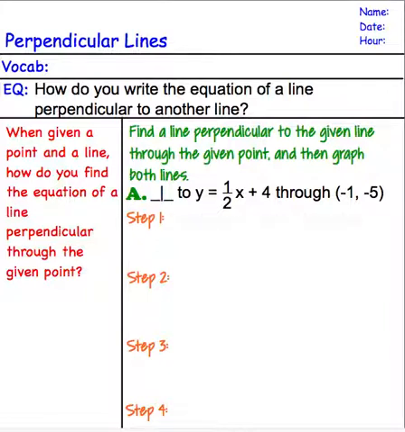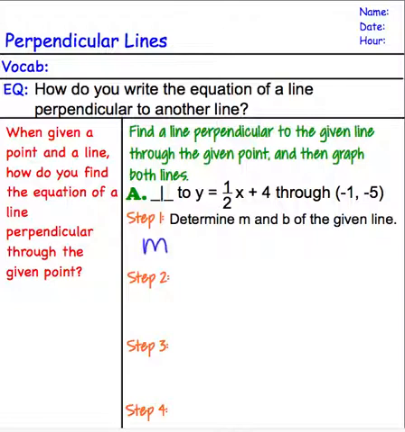So our first one that we have today is again determine the slope and the y-intercept of the given line. So when I look at this line, y equals 1/2 x plus 4, the slope of this line is going to be 1/2. I see that because it's attached to the x. And my y-intercept is 4.